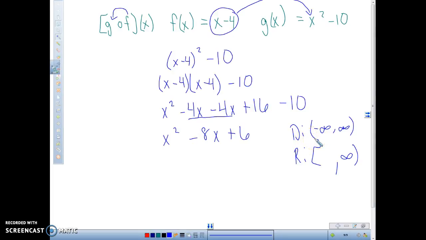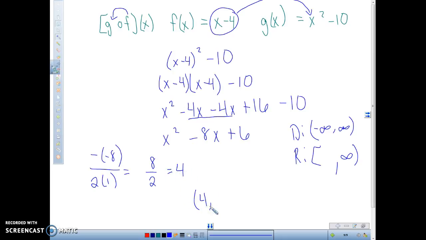So anyway, let's go back to our range here. So we need to find our x value. So we have negative negative 8 over 2 times 1. So we have 8 over 2, which is 4. So that is the x value of our vertex.